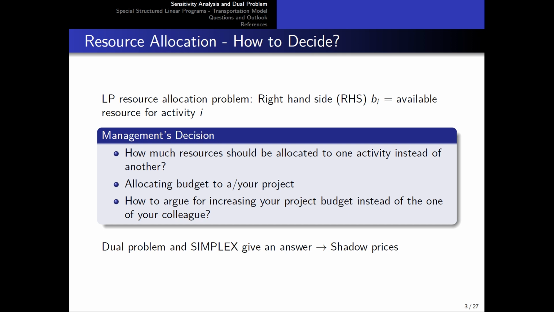And then it's nice to have a decision support that gives you arguments for the management to say why your budget should increase despite the budget of a colleague of yours. And the simplex algorithm gives us an answer to this problem by looking at the dual version of our original or primal problem. So we can look at the shadow prices of that.